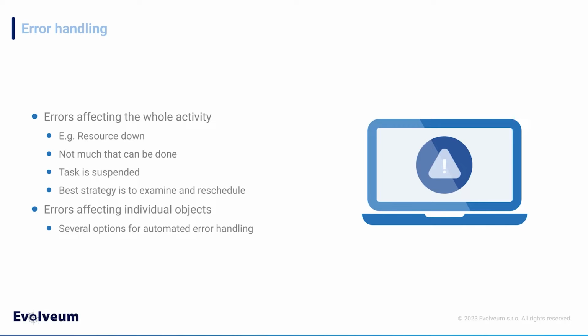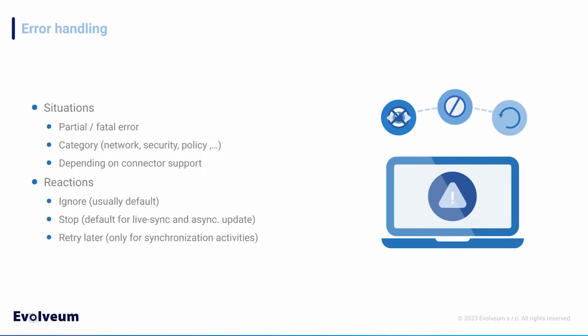So what we are going to focus on today is how to work with errors that are affecting individual objects. Because there we have several options for how to handle this type of error automatically. So we need to first understand what is happening there. We have different types of situations. Either this is reported as a partial error, or it can be reported as a fatal error. And then the errors are differentiated into categories like network errors, security errors, policy errors, and so on.